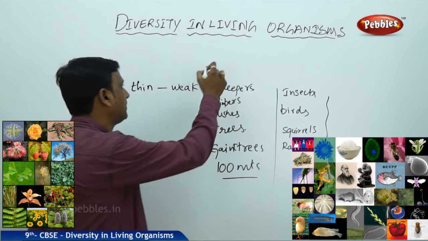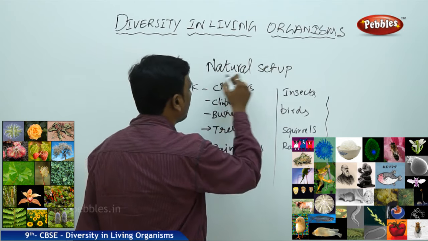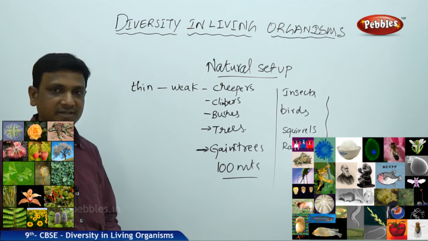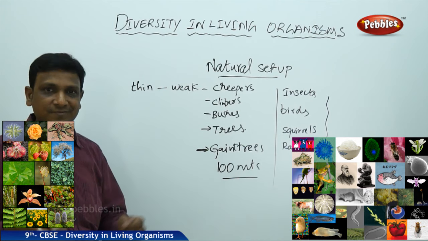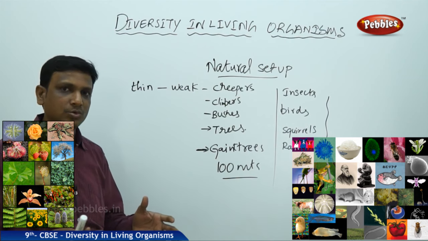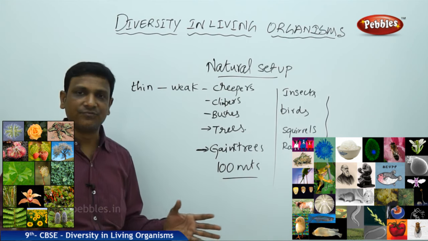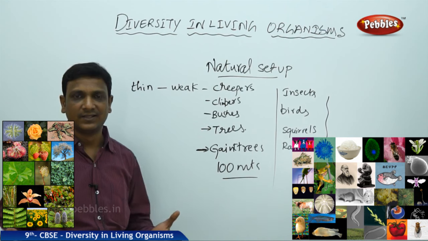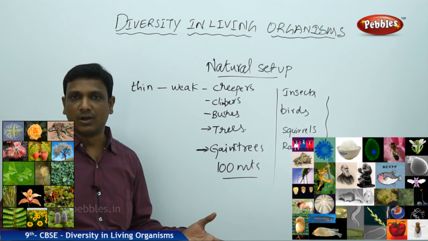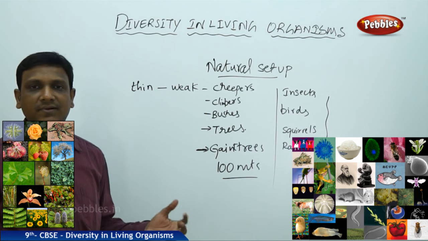So if you observe a natural setup, you find a lot of diversity. What is this called diversity? Not similar. You go to a paddy field, a crop, what do you find there? In a paddy field, you find thousands of paddy plants. You go to a wheat field, there you find thousands of wheat plants growing, all alike. Would you call it diversity? No. If you go to your lawn, the grass consists of all similar kinds of plants. So that is not diversity.